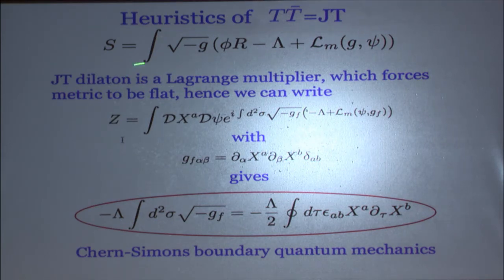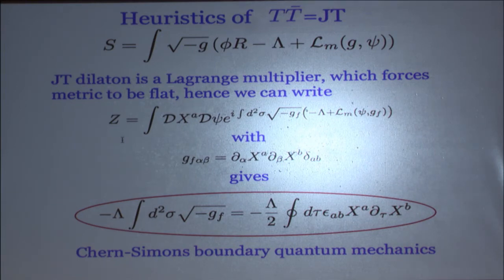So the heuristics goes as follows. Let's look in more detail at this action where I took the L to infinity limit. This phi you may think of as a Lagrange multiplier which forces the metric to be flat. Flat metric means that it's pure diff, so it can be written in this form. And then when you plug it into the cosmological constant vacuum energy term, it becomes a total derivative. When you integrate it by parts, you get the Chern-Simons quantum mechanics, which we had. So that's a heuristic argument that this should be the correct description of our theory. In the rest of my talk, I will make this precise.